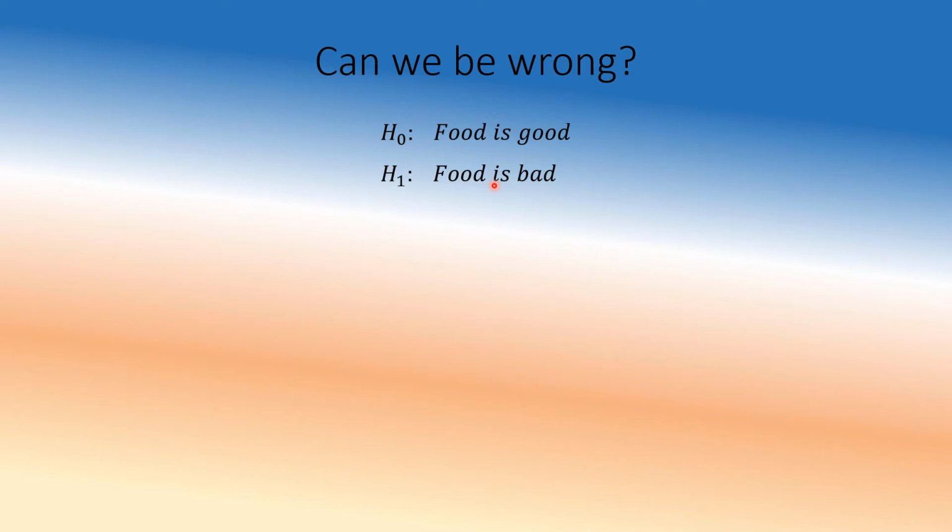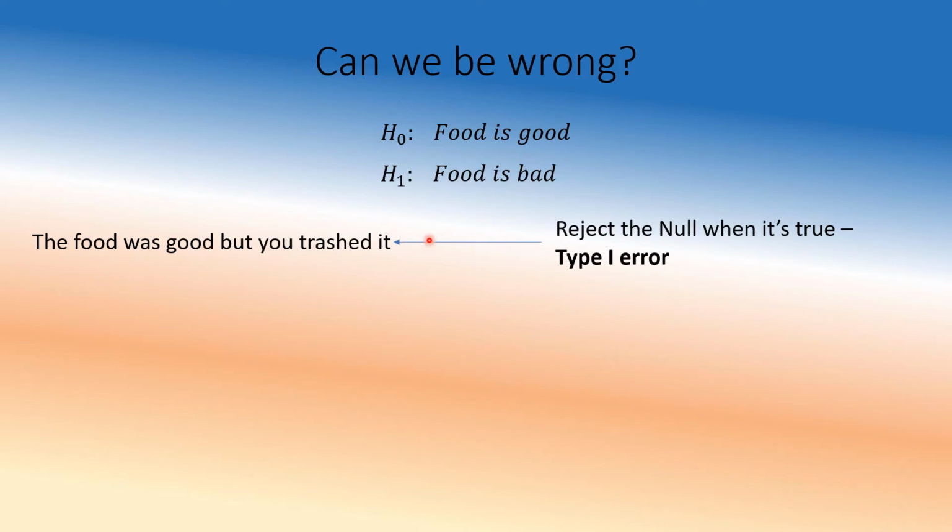Now, what are the two options you have? One option is the food was actually good, but you are kind of scared and you trashed it. We do it all the time. This is called type 1 error. Reject the null when it is true. This is true. The food is good, but you rejected it.